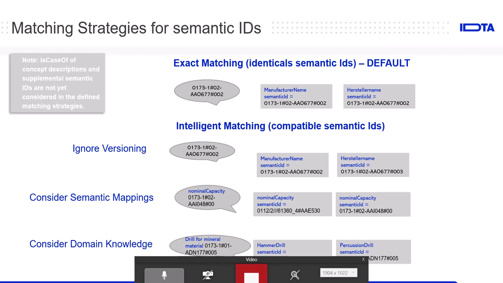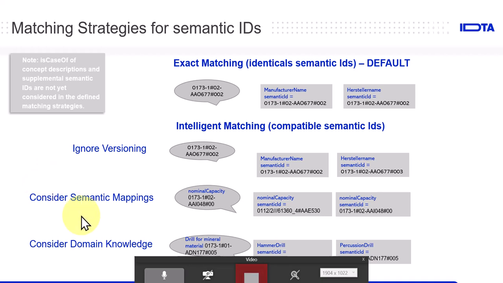But then you are probably asking, what about versioning? So here, for example, we have two IRDIs, and one has version 2 and this has version 3. Are they now semantically identical or not? Of course, it always depends on the dictionary you are using, whether versioning means it is not backward compatible or whether it means it is backward compatible. So this might be some kind of intelligent matching where you ignore versioning because you know it doesn't matter for your application whether it's version 2, 3 or 4.